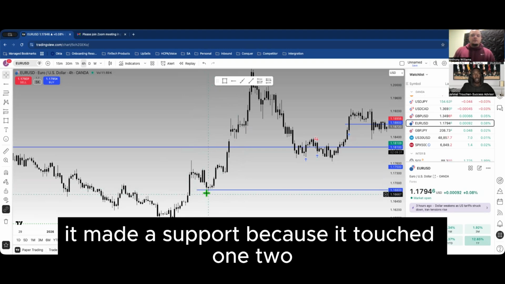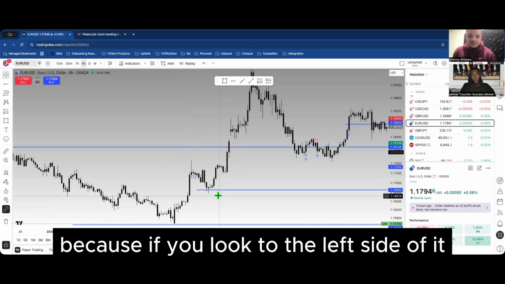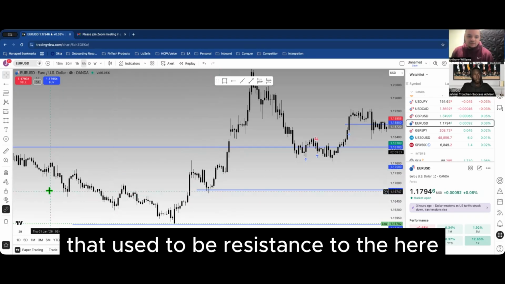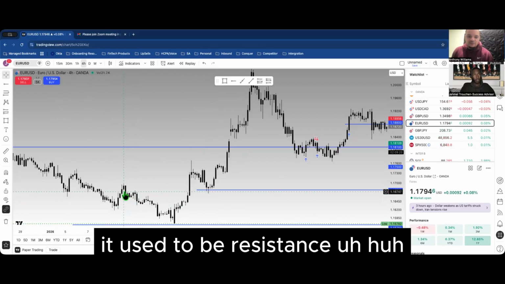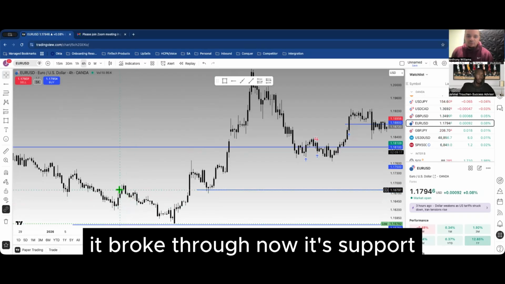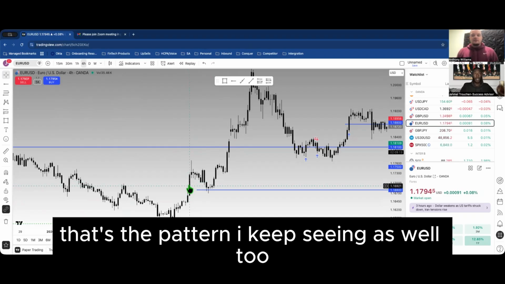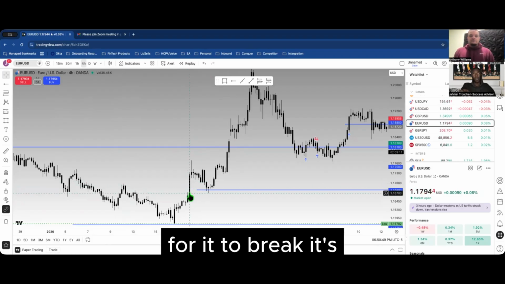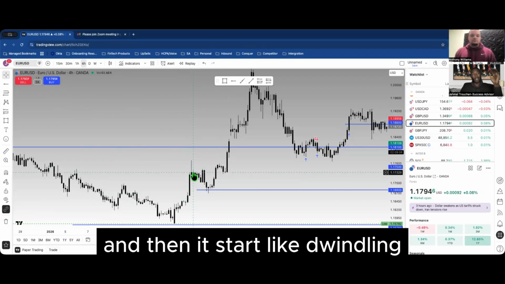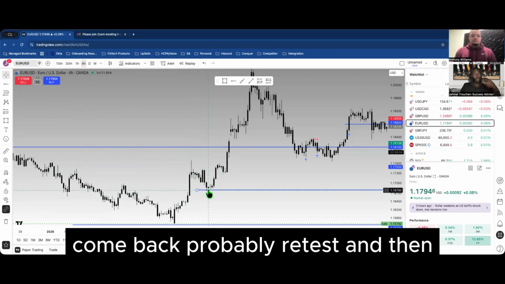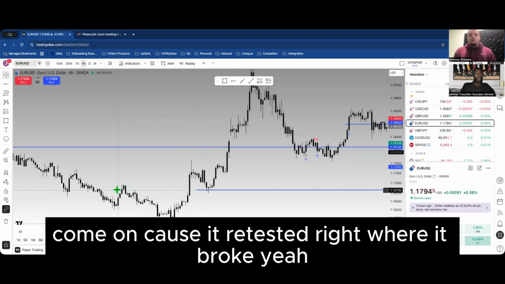It made a support because if you look to the left side of it, that used to be resistance. Right there. Yeah, it used to be resistance. It broke through, now it's support. That's the pattern I keep seeing as well too. For it to break, those big candles break through and then it starts dwindling, comes back, probably retests, and then, oh yeah, bro, come on, it retested right where it broke.